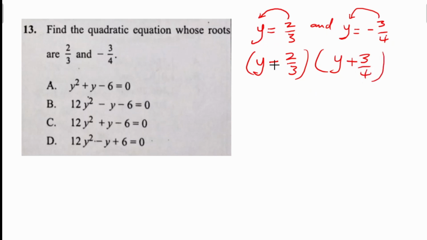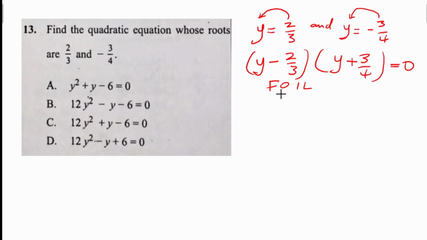Remember, this became minus because when this one comes to the left side of the equal to sign, it becomes minus. This is negative; when it comes to the left side, it becomes positive. So that's how we have that. Then now, equal to 0, of course. Then we expand this to get our equation, and that is obtained by just using the distributive property, which is the FOIL method.